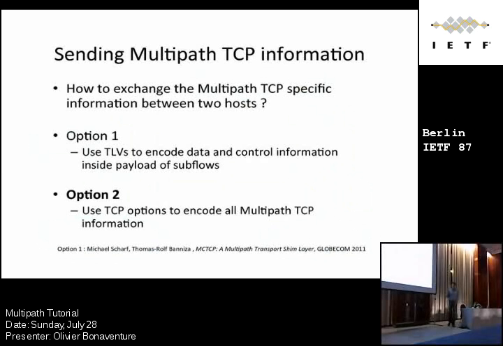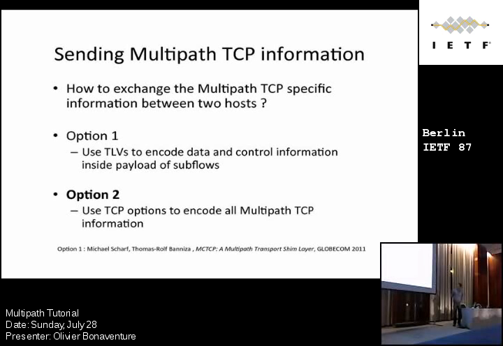So for Multipath TCP, we need to add more information that needs to be sent between the client and the server. So how do we encode this information, which is the data sequence number, the data acknowledgements, and other types of information which is exchanged by Multipath TCP? In the working group, we evaluated different solutions.